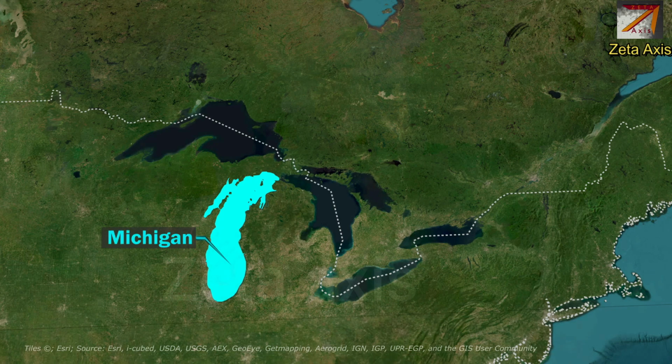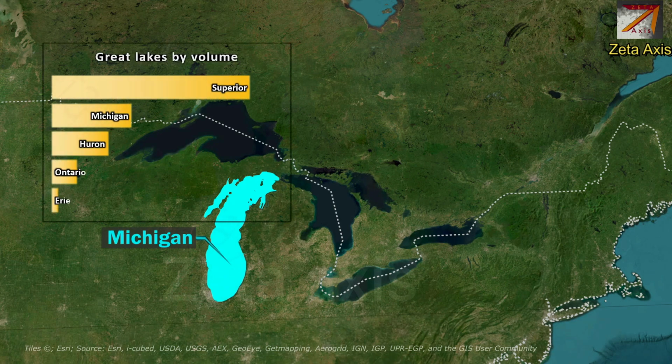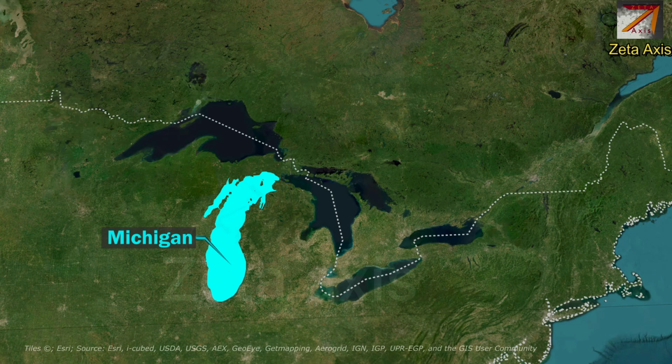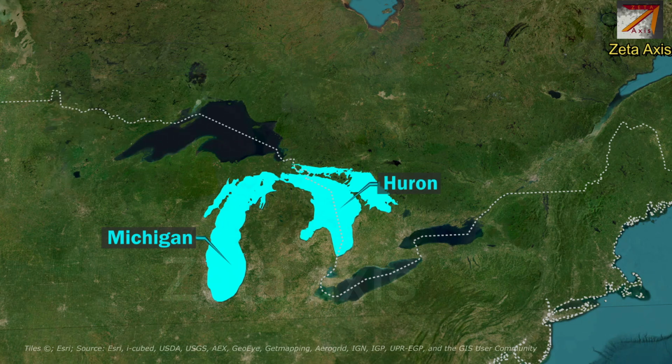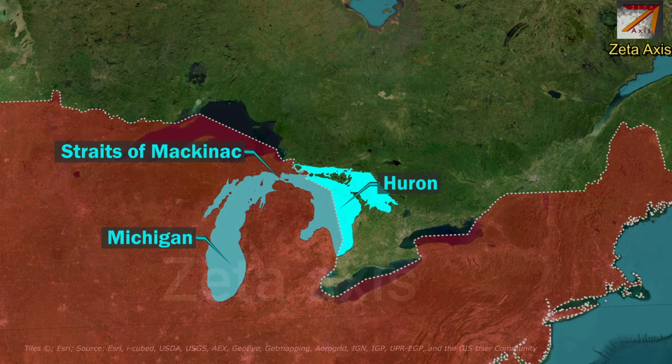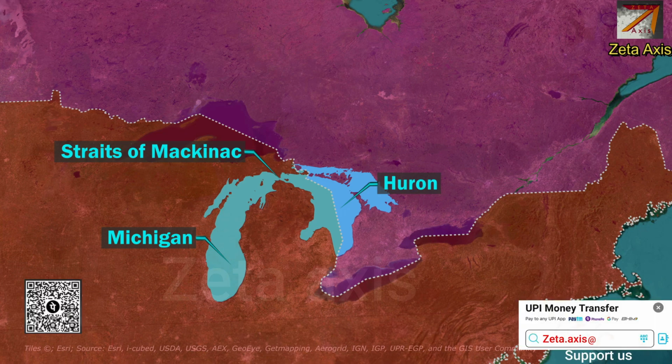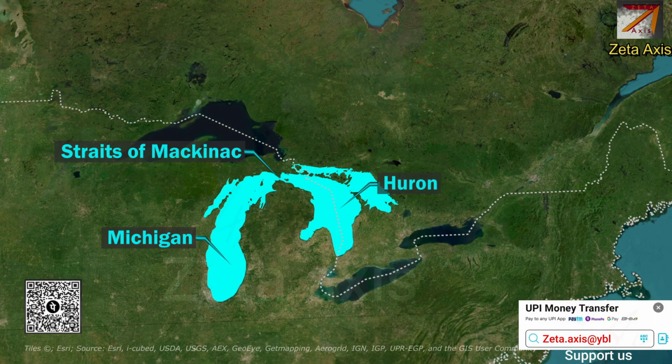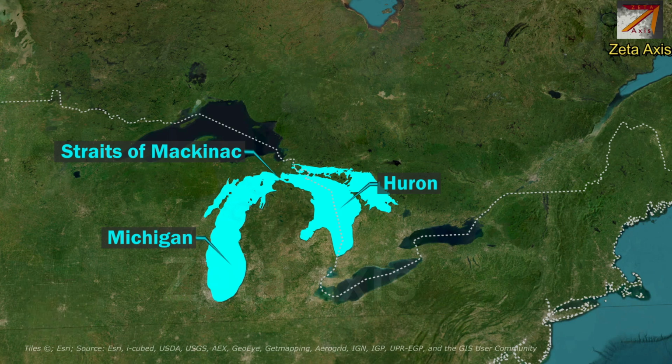Next is Lake Michigan, which is by volume the second largest lake of the Great Lakes. In the northeast part of Lake Michigan, it is joined with Lake Huron through the Strait of Mackinac. Lake Michigan is the only lake of the 5 Great Lakes which is located completely within the United States, and the other 4 lakes are shared between the US and Canada. It is also the world's largest lake by area that is located fully in one country. Chicago Port is located on the border of Lake Michigan.